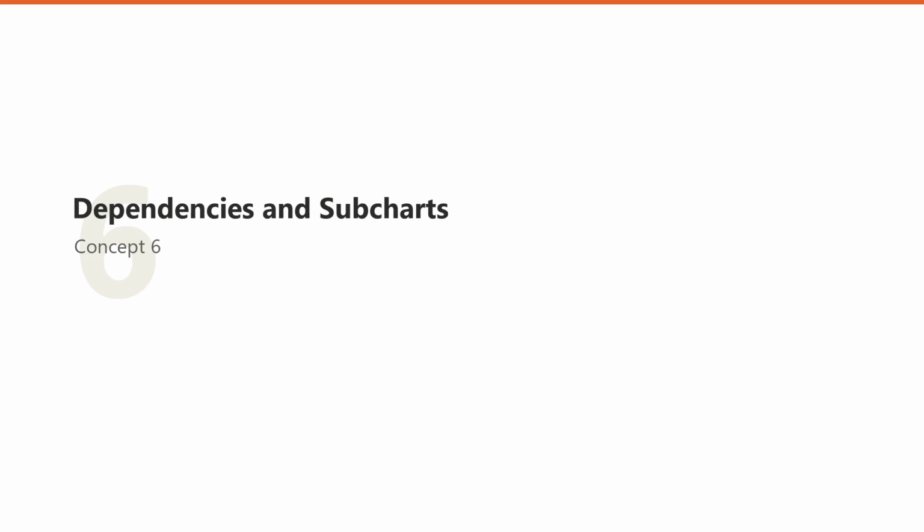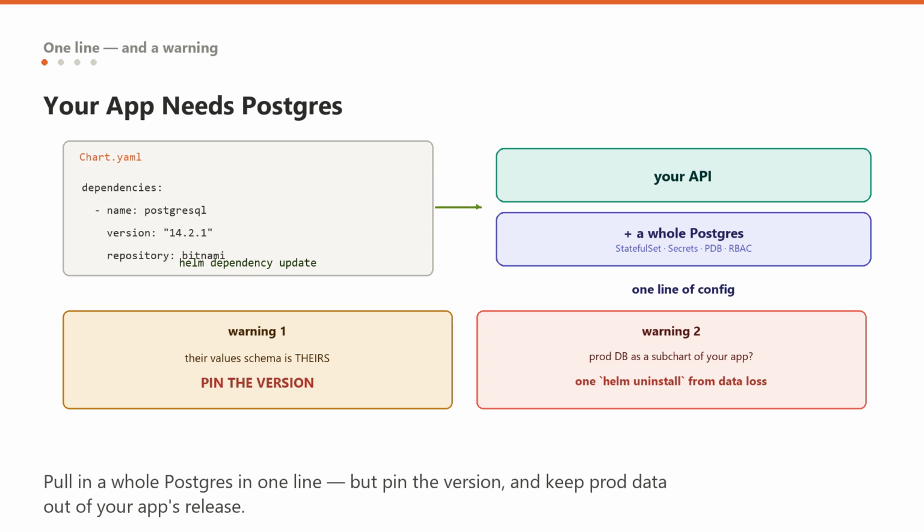Concept 6. Dependencies, the superpower, and the trap that comes with it. Here is the superpower. In Chart.yaml you declare a dependency, name postgresql, version 14, repository bitnami. You run helm dependency update, and now installing your chart installs Postgres too. An entire production-grade database with its StatefulSet and its secret and its pod disruption budget, all maintained by someone else as a single line of configuration. That is genuinely excellent. And you configure that subchart from your own values file by nesting its values under its name, a postgresql key in your values.yaml, containing whatever the Postgres chart's own values expect.